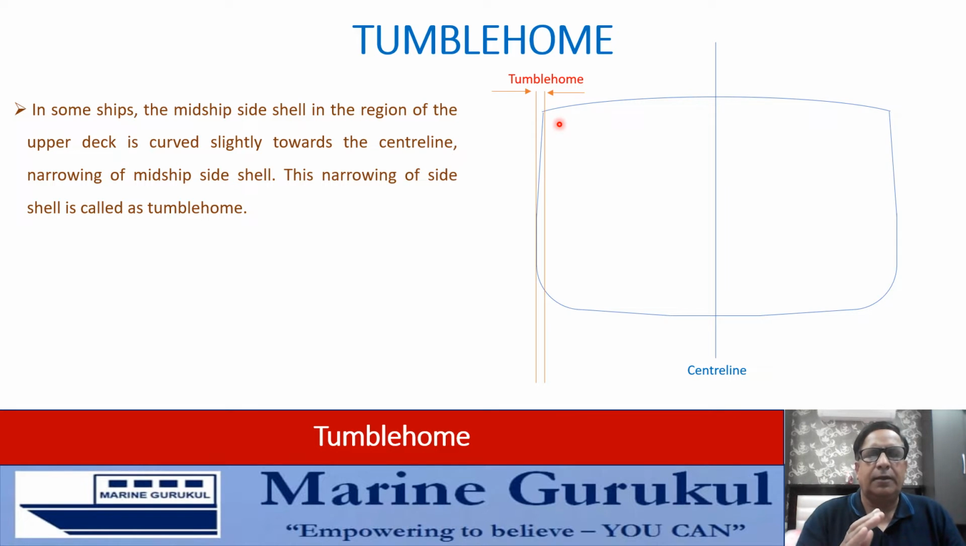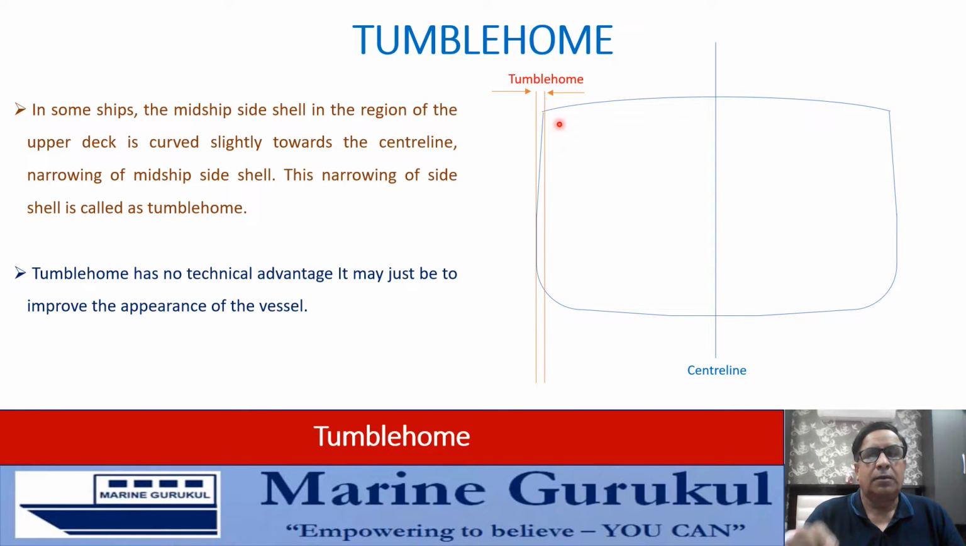Whereas camber and rise of floor had a purpose, tumble home has no technical advantage. It may have been introduced just to maybe give a better look to the ship, better appearance. The modern day ships, we hardly get to see this tumble home. Anyway, as a term, tumble home is the inward curvature of the side shell as it comes up to the deck.